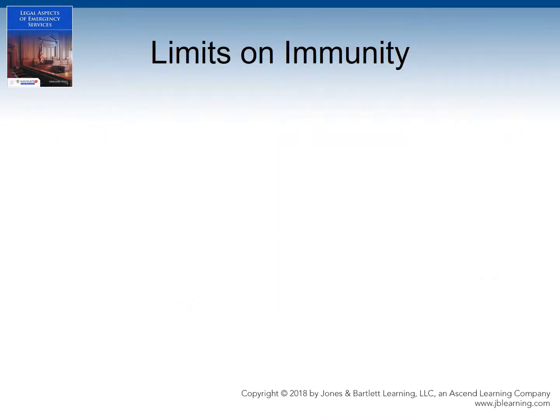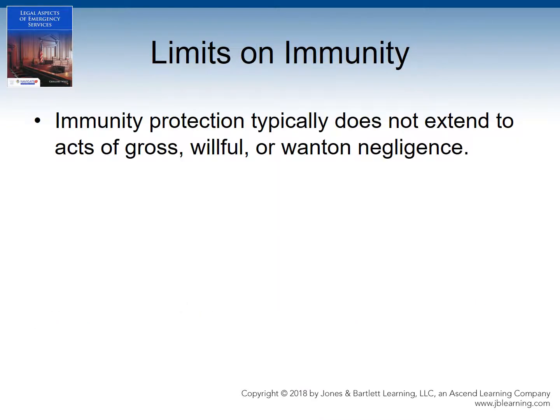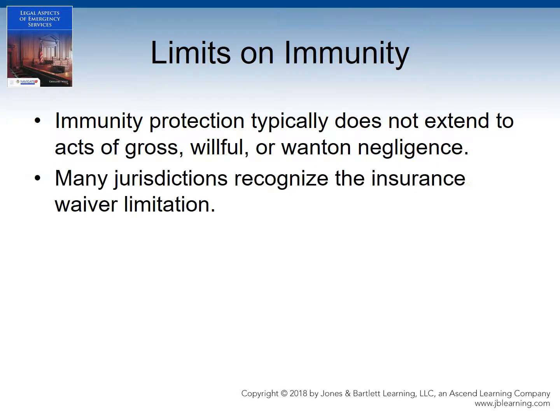As far as these various types of immunity are concerned, they are commonly not completely unbridled, as immunity protection typically does not extend to acts of gross, willful, or wanton negligence. In addition, some states recognize the applicability of what is known as the insurance waiver exception. This limitation applies to civil liability caps, which we will discuss a little bit later in this presentation. Simply stated, a civil liability cap limits the amount of money a plaintiff can recover against an entity in a tort action. If an insurance waiver exception applies, however, the defendant essentially waives the civil liability cap up to the value of the insurance available.